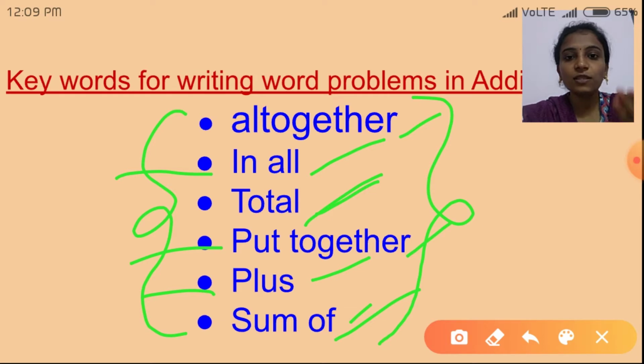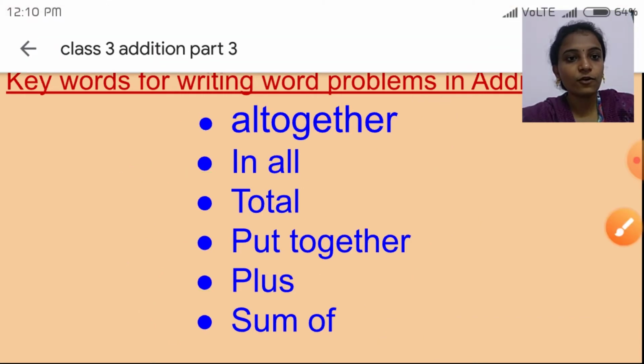In this chapter, the addition chapter, you will get only addition. And next we'll go to the subtraction chapter. If I give addition and subtraction word problems combined, you have to recognize whether it is addition or subtraction. In those cases these keywords are useful to you. Okay, now we will go to the word problems.